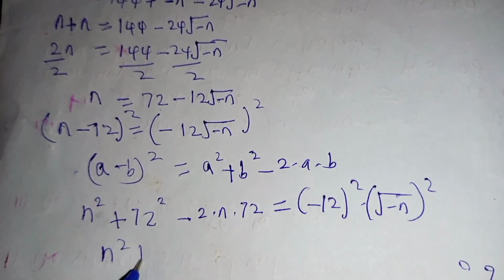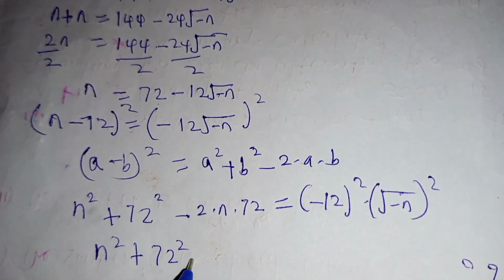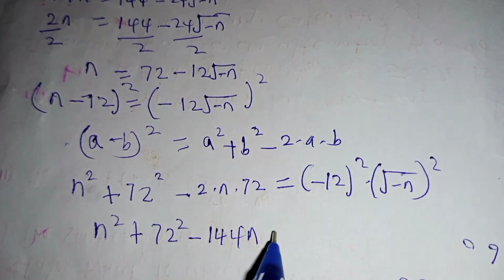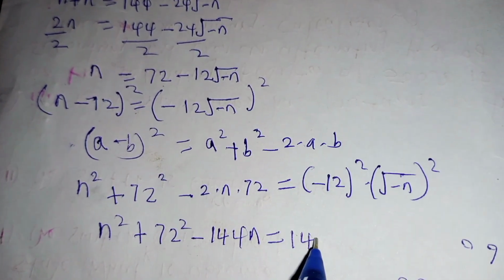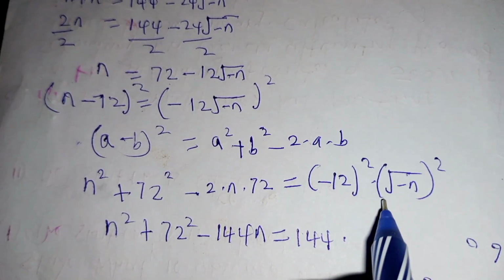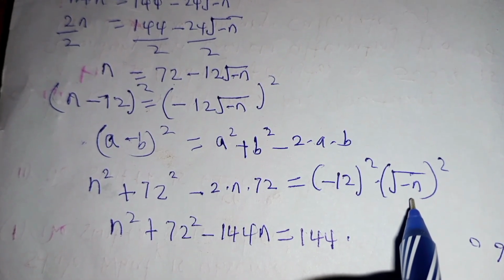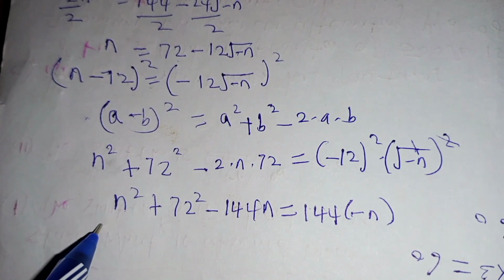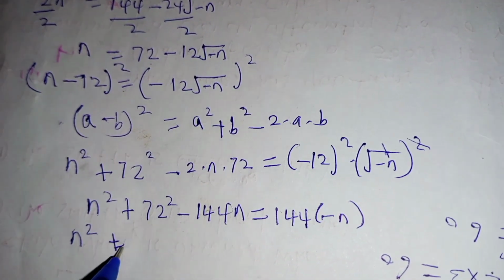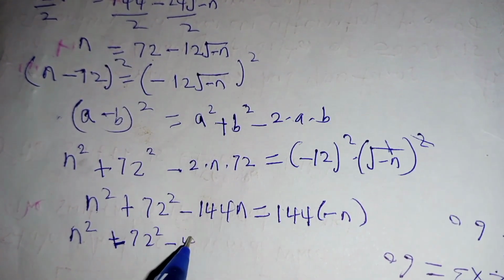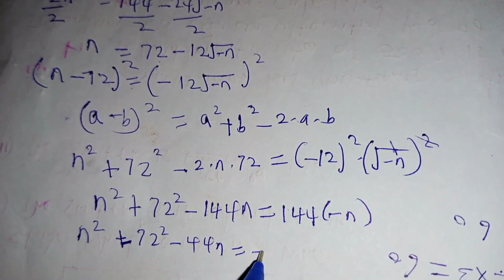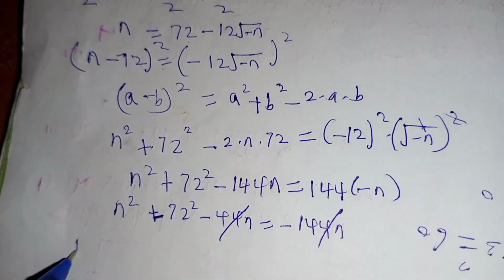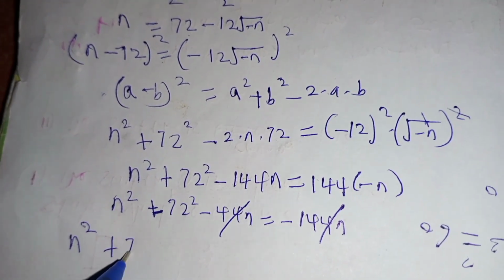So n squared plus 72 squared minus, this will be 144n being equal to 144 multiplied by square root of negative n squared. The square root and the square will cancel and we shall be left with the negative n. So this is n squared plus 72 squared minus 144n being equal to negative 144n. This one will cancel with that and we shall be left with n squared plus 72 squared being equal to 0.